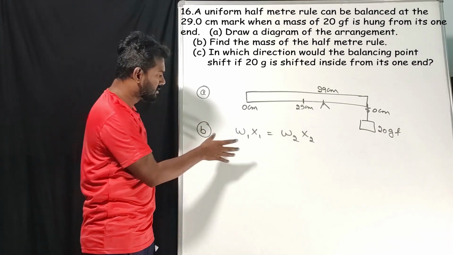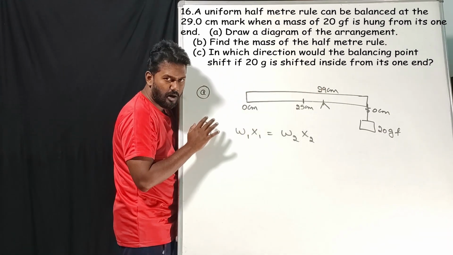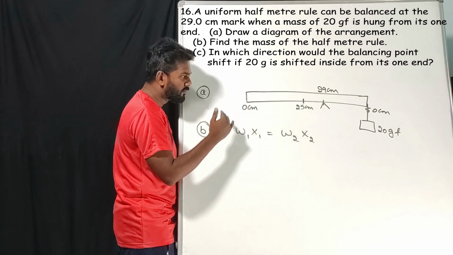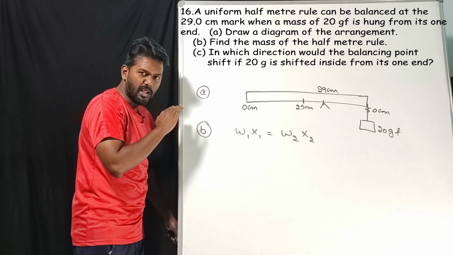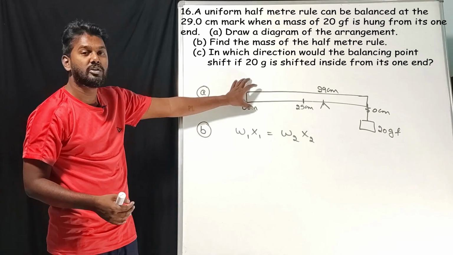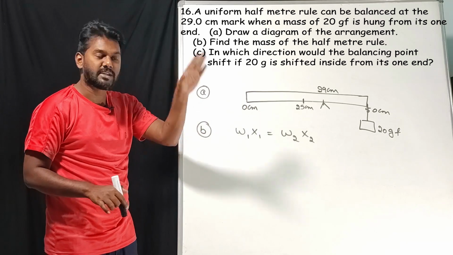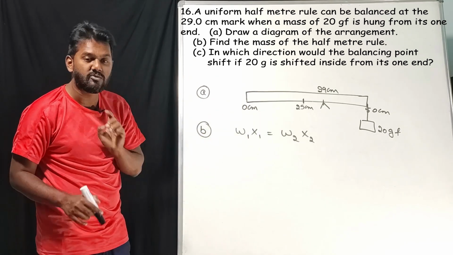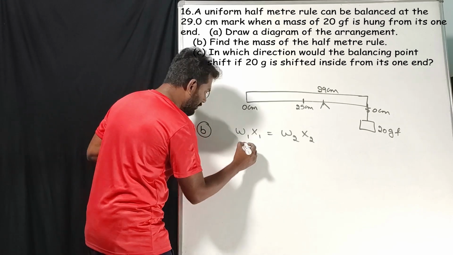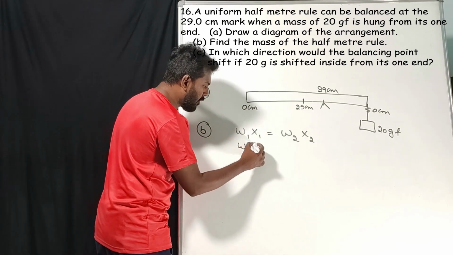Very important thing. Listen, I'm going to repeat it one more time. In a uniform meter scale, if we have only one load on one side, on the other side we don't have any load, here also there will be weight, but that weight will be the weight of the scale. So W1 will be the weight of the scale. That is what they are asking you to find. We don't know the value W1 X1. This is one important thing.